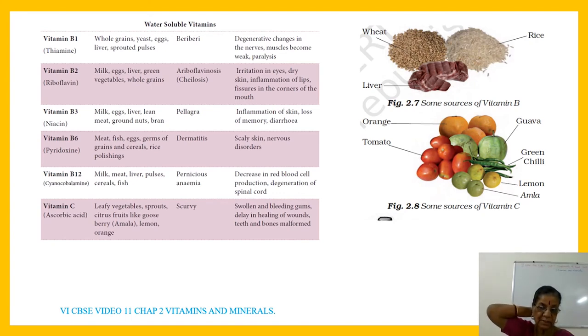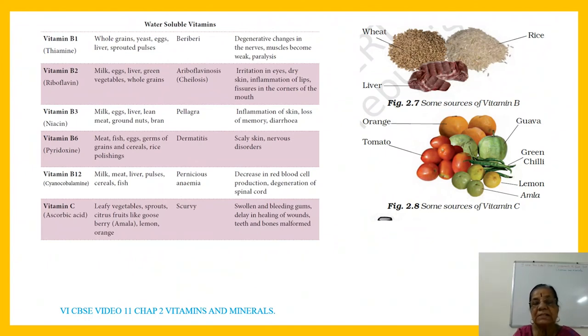We should take lean meat, meat that is very light and does not have a lot of fat. Groundnut and rice bran oil are sources, as mentioned. And it causes pellagra. Name of the disease: pellagra. Its symptoms are inflammation of skin, loss of memory, and diarrhea. This is a deficiency disorder. And B6, pyridoxine: the sources are meat, fish, egg, germs of grain, and cereals, rice polishing.